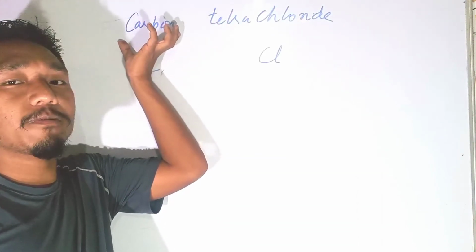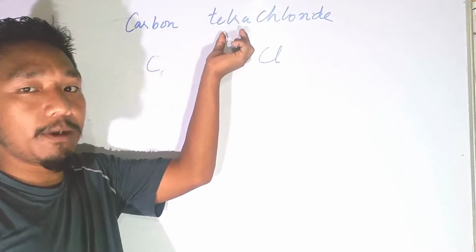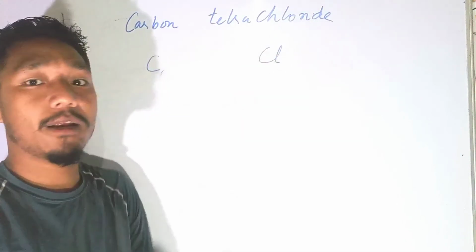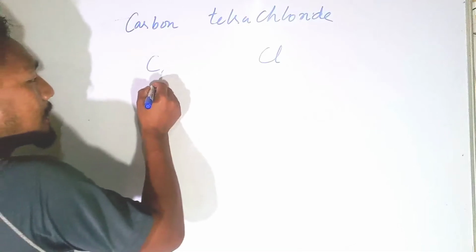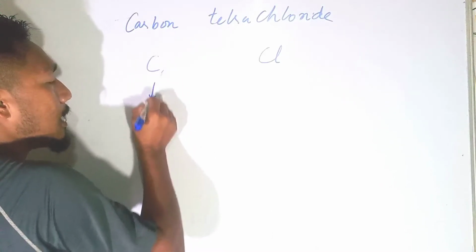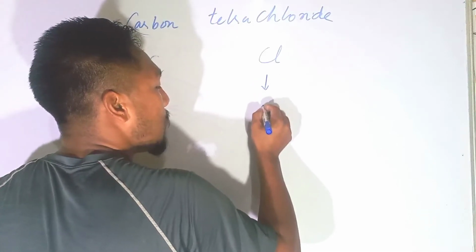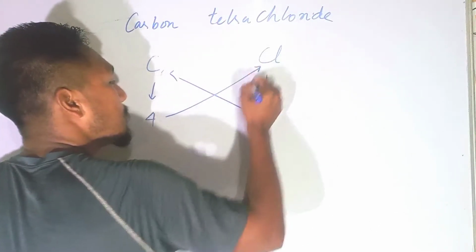So we only find out which elements are present here. Carbon tetra is not an element. So carbon is C, and chloride, that is chlorine, is Cl. The valency of carbon is 4 and the valency of chlorine is 1. Then carbon's valency goes to chlorine's side, and 1 goes to carbon's side.